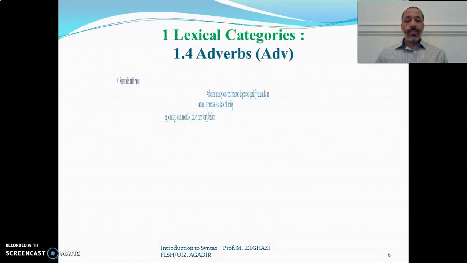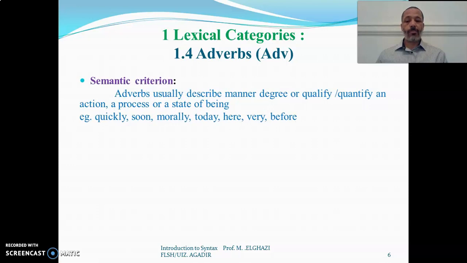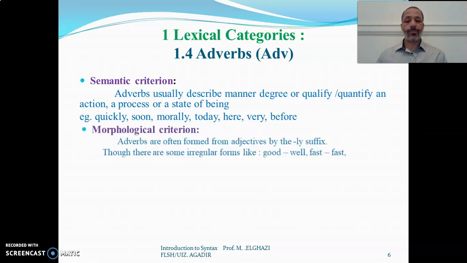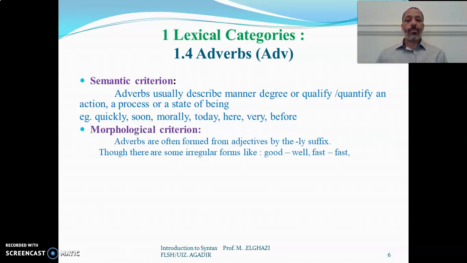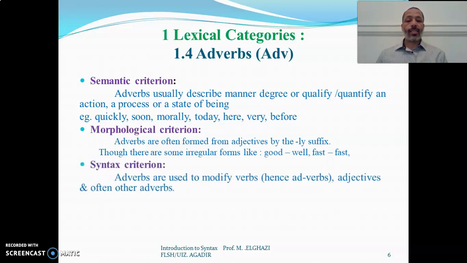The fourth lexical category is the one of the adverb. Adverbs usually describe manner, degree, or quality or quantity of an action, or of a process, or a state of being, like quickly, soon, morally, today, here, very, before, and so on. Morphologically, adverbs are often formed from adjectives by the suffix "ly", and we have seen this before. Though there are some irregular forms like good, which becomes well in its adverb form, fast, which remains as fast, or other irregular forms of the adverbs.